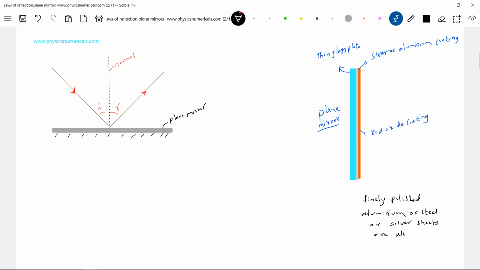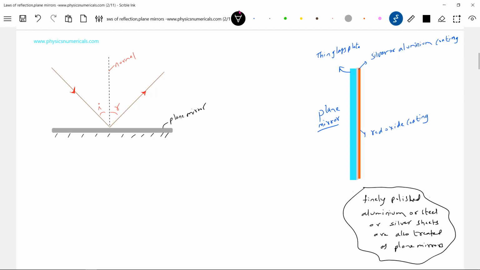which are also used in some applications. Okay, fine. So this is about the plane mirror, how to construct different plane mirrors.